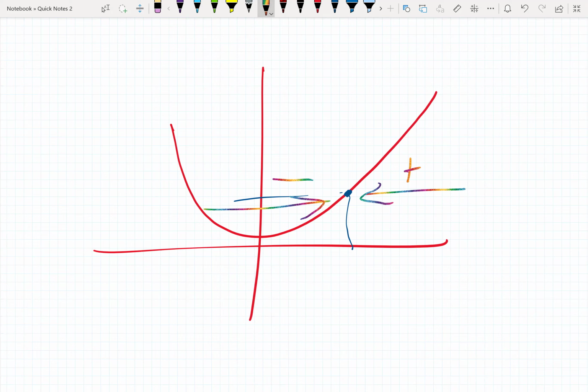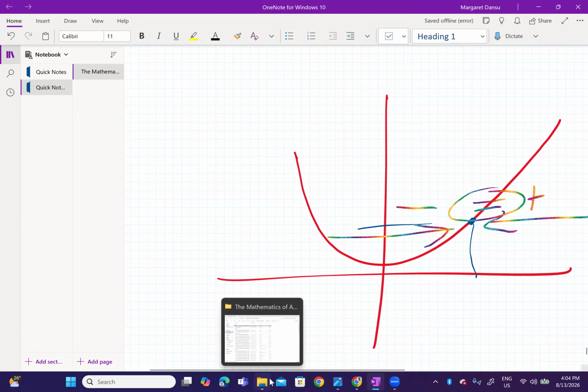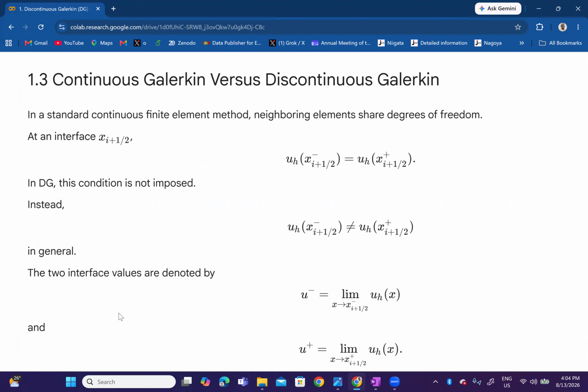So normally in the continuous finite element, the approach from the negative and positive side should be equal. That's the idea for continuous finite element. But for discontinuous Galerkin, that will not be the case. In the discontinuous Galerkin, this condition is not imposed. So it is not necessary that at that interface, the value on the negative side should be equal to the value on the positive side. Instead, we can have the value on the negative side not being equal to the value on the positive side. And that is where the discontinuity comes in.